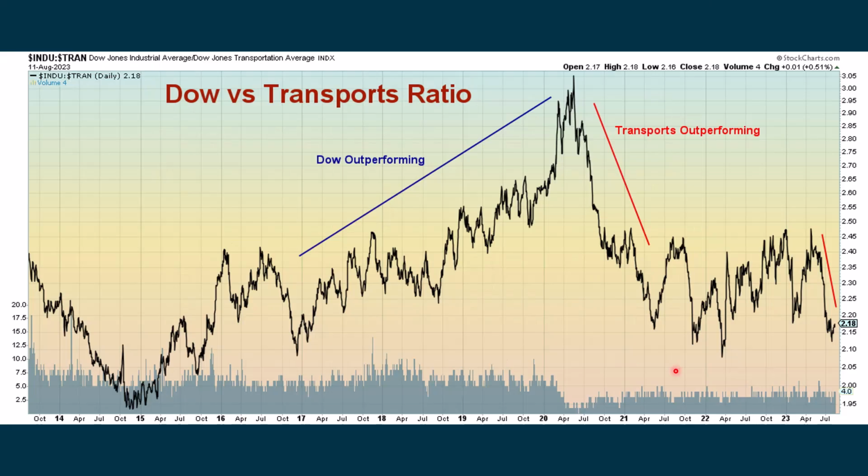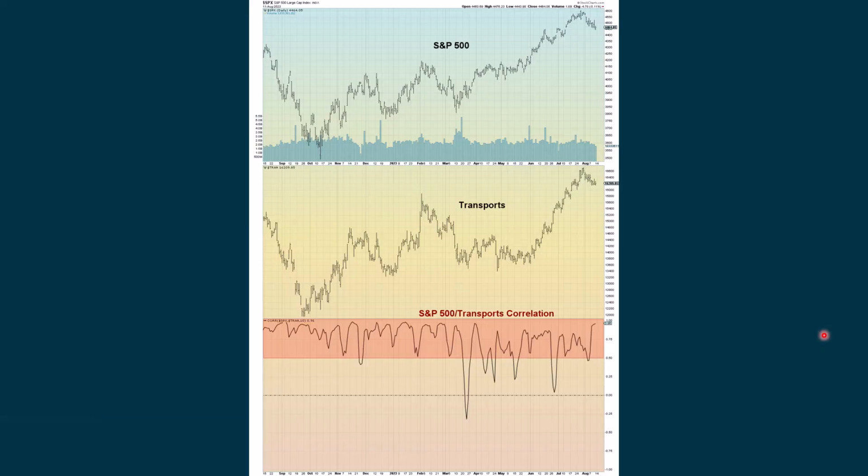We also look at the Dow against the transports and take a ratio. When this is going down, that means the transports are outperforming the Dow. Just to get an idea, we have the S&P 500 and the transports, and we have a correlation about their relationship.